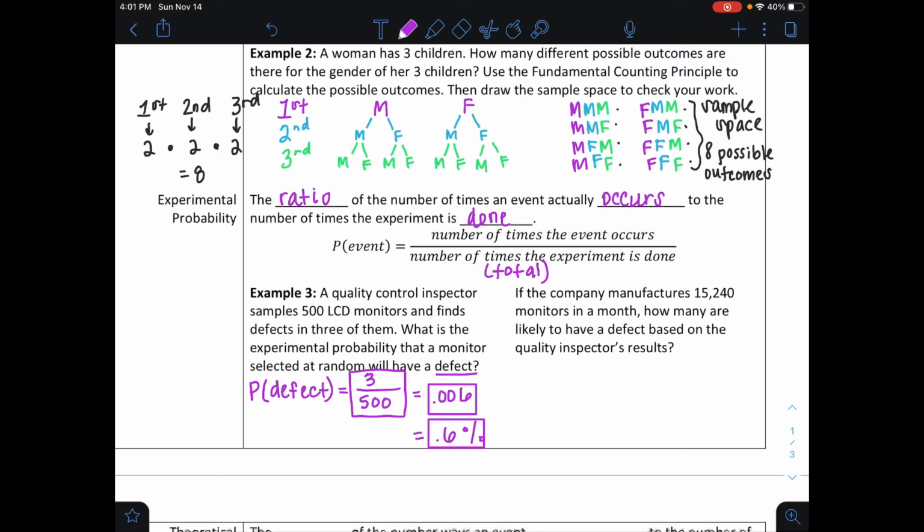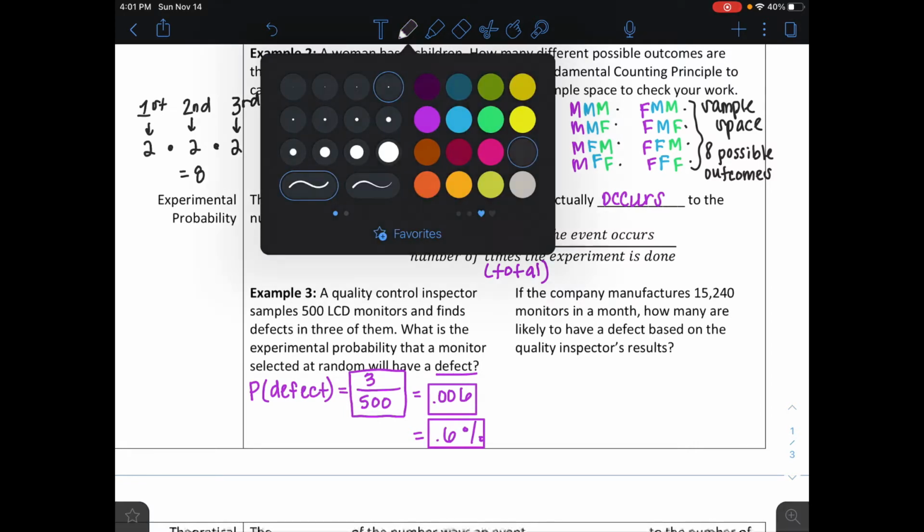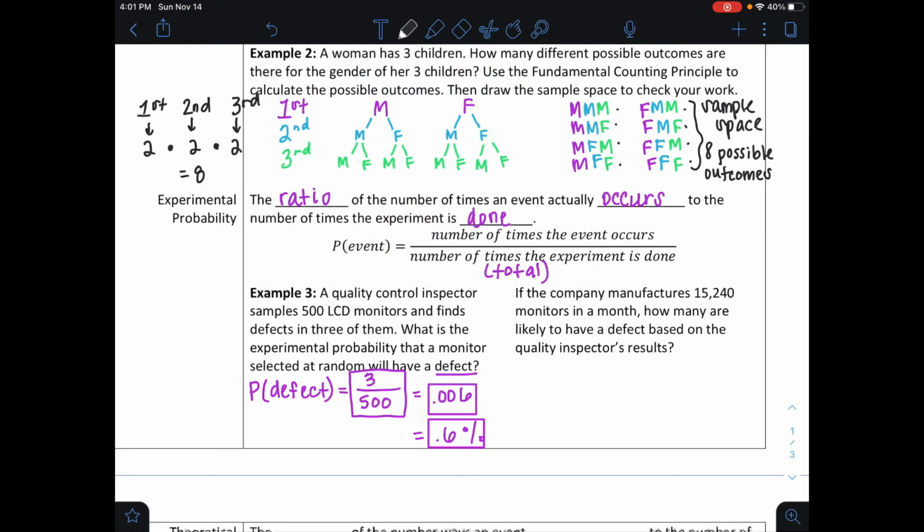If the company manufactures 15,240 monitors in a month, how many are likely to have a defect based on the quality inspector's results? So this is a little different. This is like, okay, based on the experiment that happened, can we make a prediction? So when that happens, this is what you need to do.